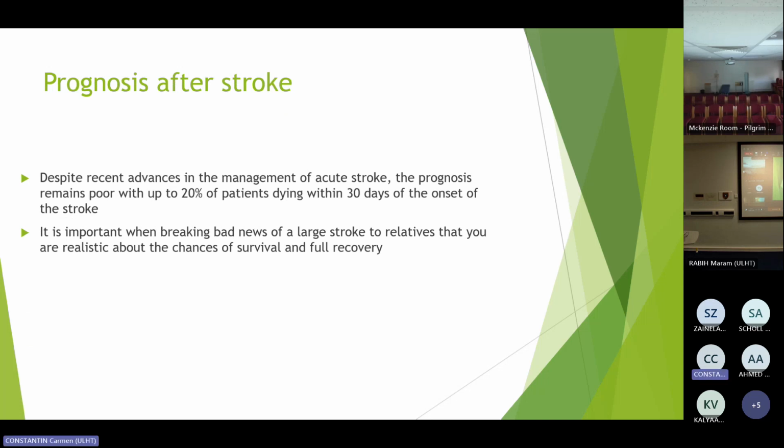So what is general prognosis after stroke? Despite recent advances in the management of acute stroke, prognosis is quite poor, with up to 20% of patients dying within the first month of the onset of the stroke. It's very important when we are breaking bad news of a large stroke to relatives that we are realistic about the chances of survival and full recovery. And actually, this is the base, the start point of the discussion with relatives.